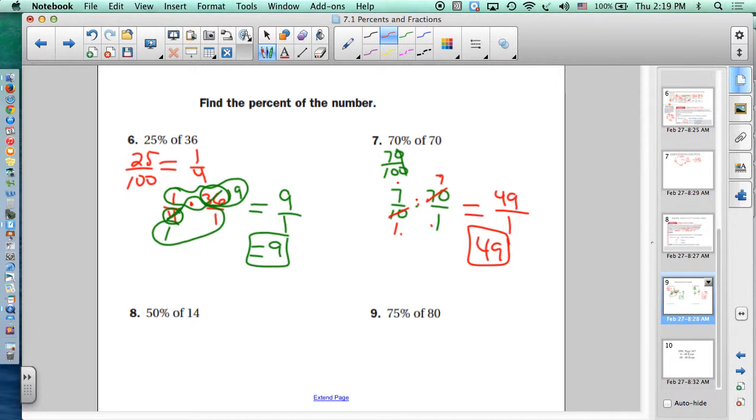For number 8, 50%, hopefully we all know, means 1/2 of 14, means 1/2 times 14. Well, half of 14, hopefully we know, is 7.